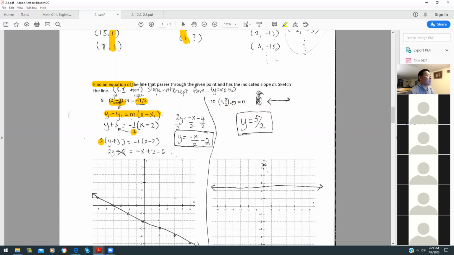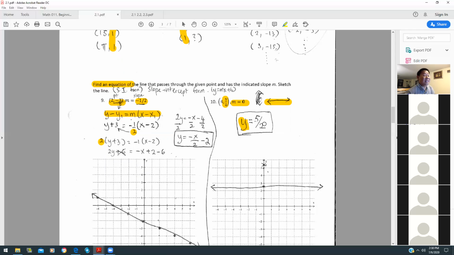And then what happens if your slope is 0? If your slope is 0, you do not even need to do any work, because slope 0 is a horizontal line. Horizontal line is always y equals 2. And how do I get 5/2? It comes from your coordinates point. So whatever you see the y value here, that will be your answer here.